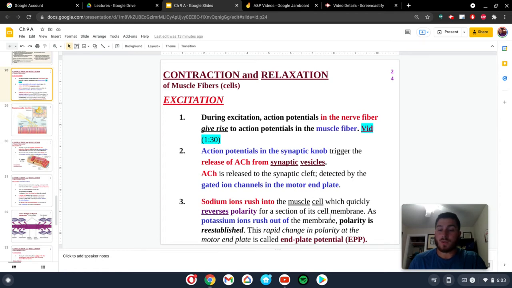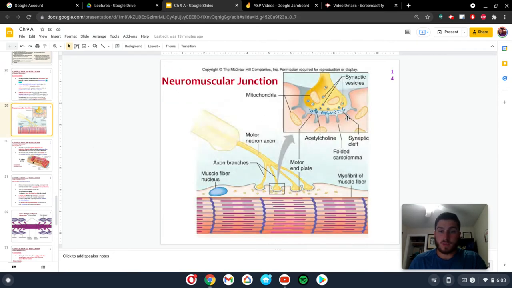the polarity is going to be reestablished, meaning that at this end plate, the motor end plate, once the neurotransmitters bind here, it's going to activate sodium channels to open up. Sodium is going to enter the cell, potassium is going to exit the cell, and we're going to get a net positive charge that's going to reestablish the polarity.